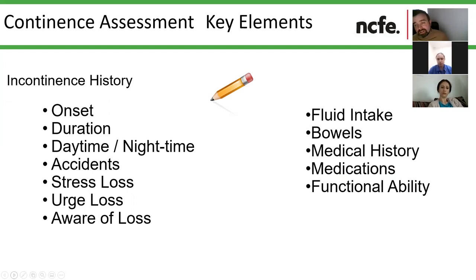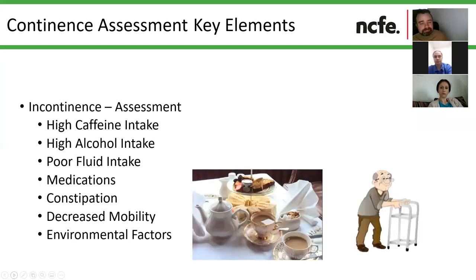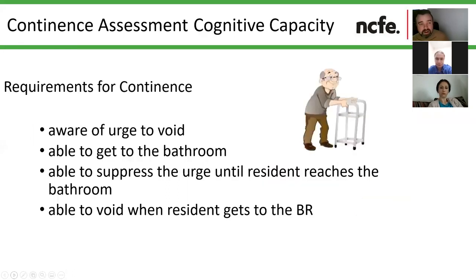And then what you should be doing is recording the fluid intake, assessing when the bowels are being opened, and looking at any medical history, as maybe there's an underlying cause, prostate or whatever. Look at the medication, because some medications can cause irritability, overactive bowels, etc. And then function. You need to carry out an incontinence assessment, so I'll show you those incontinence assessment forms after lunch. The incontinence assessment looks at level of caffeine intake, alcohol, fluid, medication, constipation, mobility, and the environment.